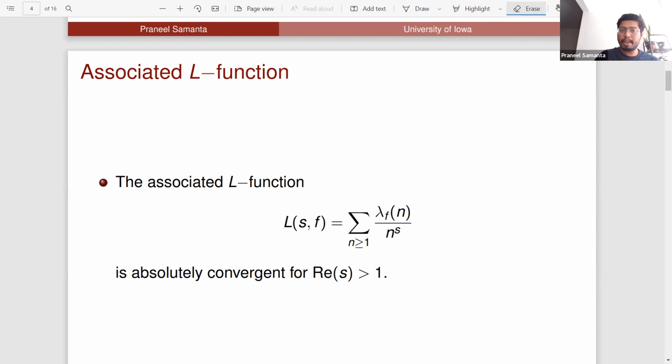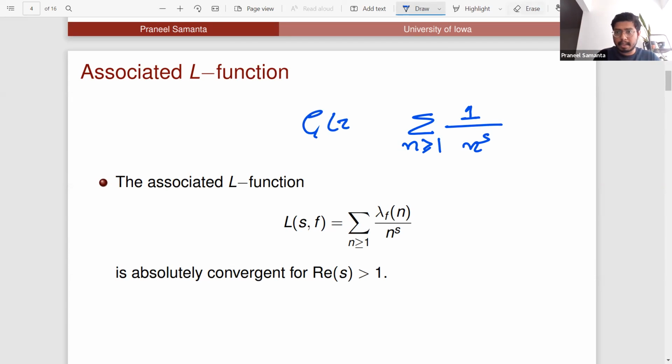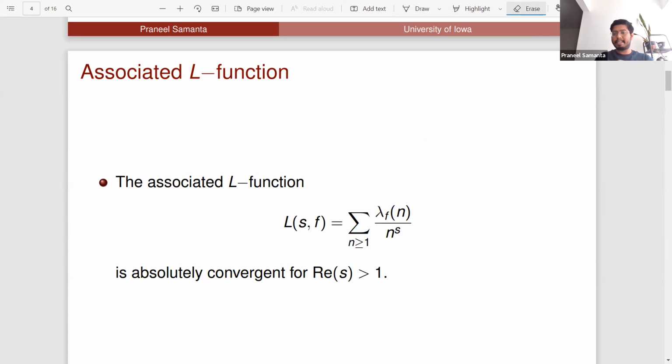If you think that you haven't seen these kinds of functions before, you might be wrong, because if you just change the λ_f(n) to all 1, you get the sum of 1 over n raised to s, where n is greater than or equal to 1. This is just the Riemann zeta function, ζ(s). So these L-functions are basically generalizations of the Riemann zeta function, where these λ_f(n) are not 1, and these λ_f(n) come from these holomorphic cusp forms for our case.